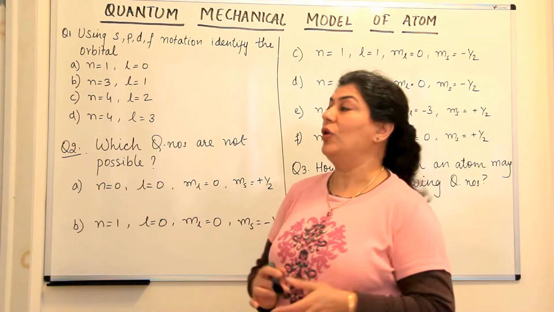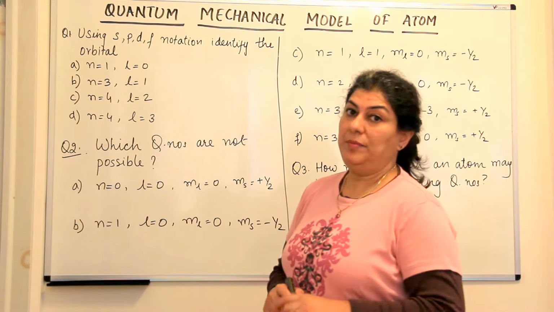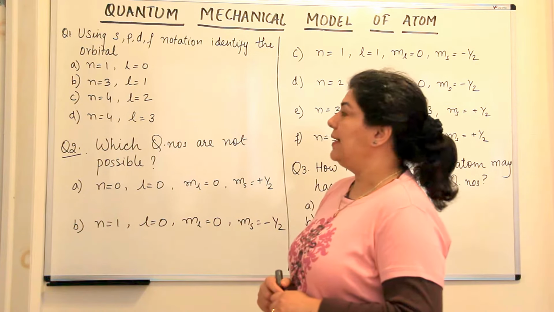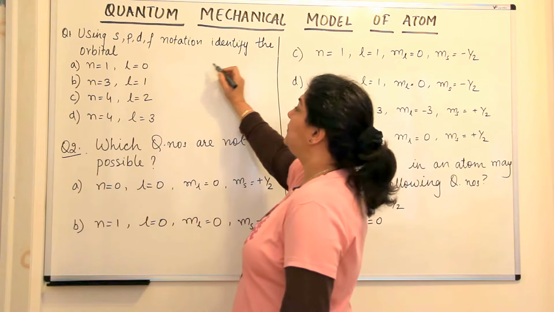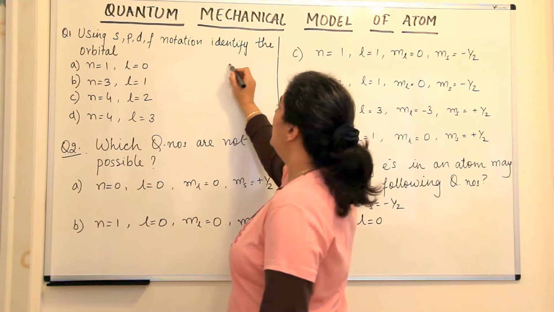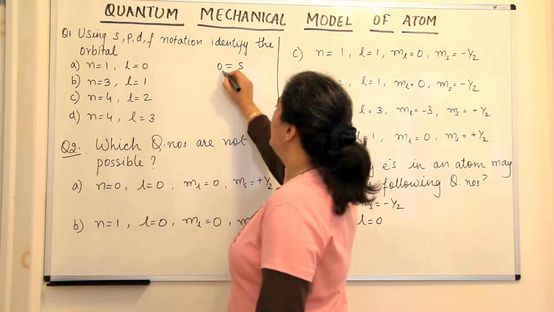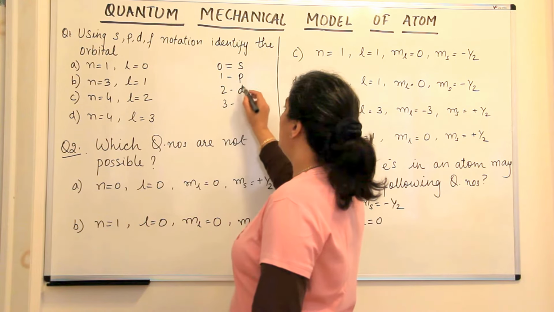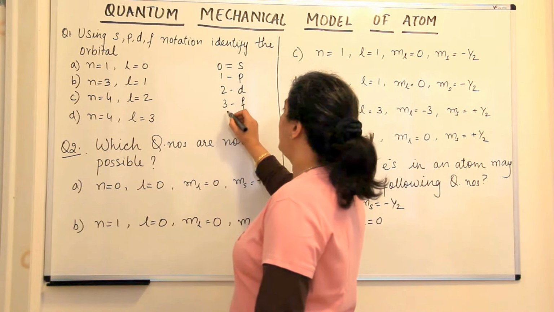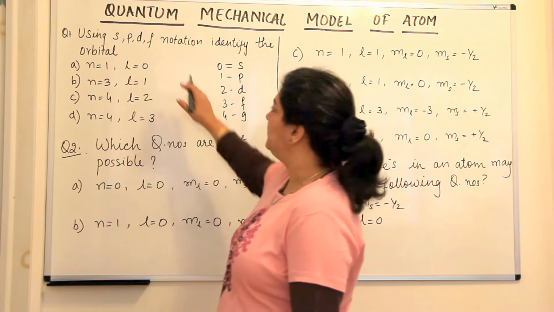Now that we know about the quantum numbers, let's just see what it means. N is equal to 1 means it's the first shell and L is the subshell. Let me just write down the notation again for the subshell. When the value of L is 0, it means the orbital is an s orbital. When it's 1, it's a p orbital. 2 is a d orbital. 3 is an f orbital, and SPDF. 4 would be G and 5 would be H.